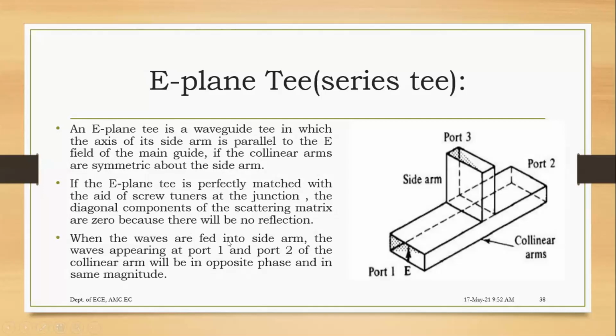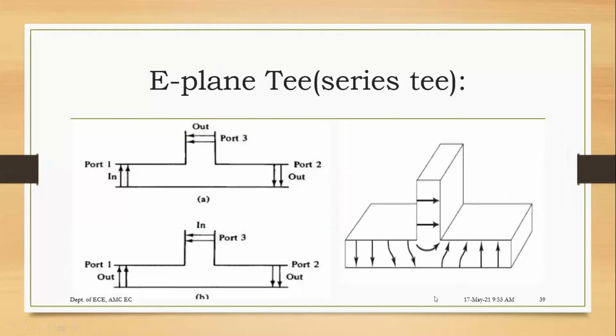So when the waves are fed into the side arm, say port 3, you're giving the input. The waves appearing at port 1 and port 2 of the collinear arms will be in opposite phase and the same magnitude. Now, if you give the input to port 3, port 1 and port 2 will give you the same output, but in opposite phase, and the magnitude will be the same. This is one example of how your phase changes. I've told you we'll be giving the input to port 3. At the section where the intersection of these three ports is, you will have the direction change.